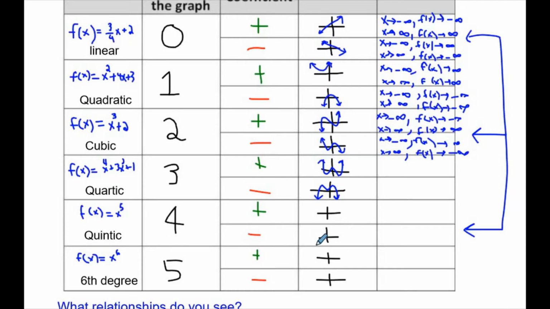Okay, so here we would have 4 turns. We're going to start like this: 1, 2, 3, 4 turns. There we go. And if it goes downward, it'll look like this: 1, 2, 3, 4 turns. There we go. And for a 6th-degree polynomial with 5 turns, 1, 2, 3, 4, 5, it goes back up. And then 1, 2, 3, 4, 5, it goes back down.